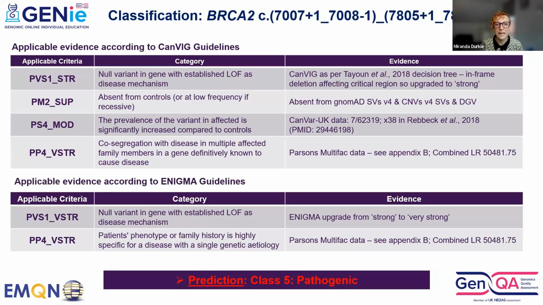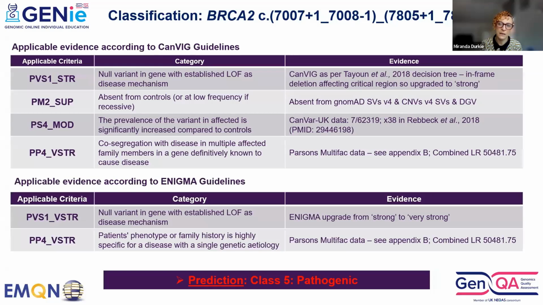And then the PS4 is the case data. As I've highlighted on the previous slide, because of that problem of finding the variant on all these databases, we can't really do a case control study. We couldn't get that information from how many cases were studied using WGS from the UK Biobank. But CAMVIG guidelines do allow the use of case counting. So we know that there are 7 cases from the national diagnostic data collected, and in the Rebecca et al. 2018 publication, there are 38 cases. So it's a very well reported variant.